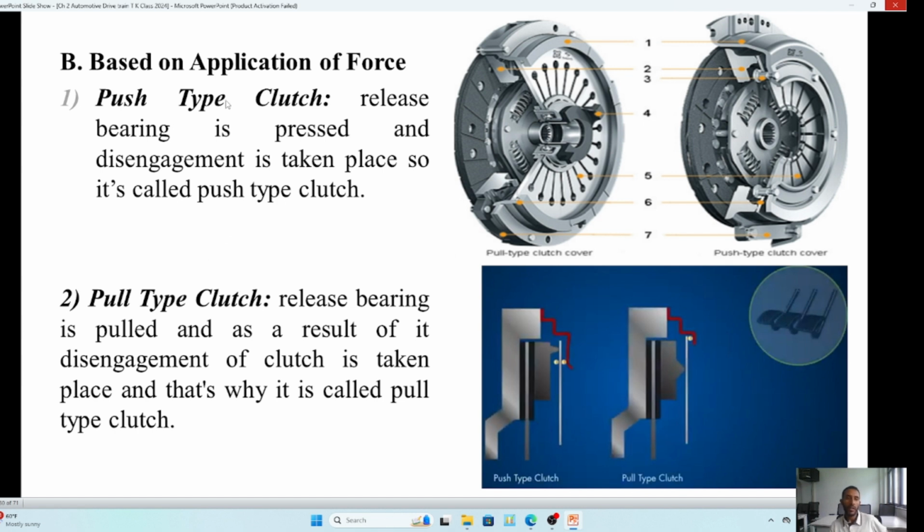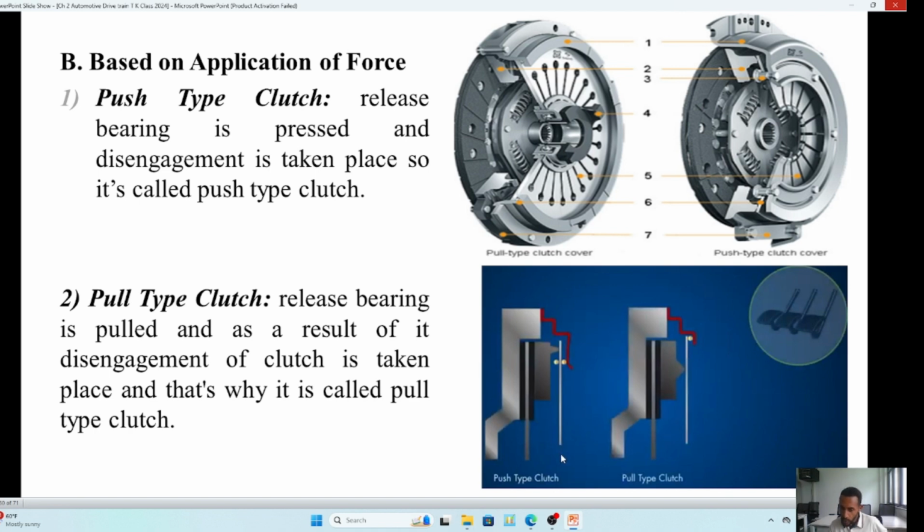Another type is by application. Based on the application of force, we will have push type clutch and pull type clutch. It matters, for example, in some cases, if you observe this type of clutch, when we pull this one, the clutch will be disengaged, and naturally it will push, and initially it will push and it will engage totally.